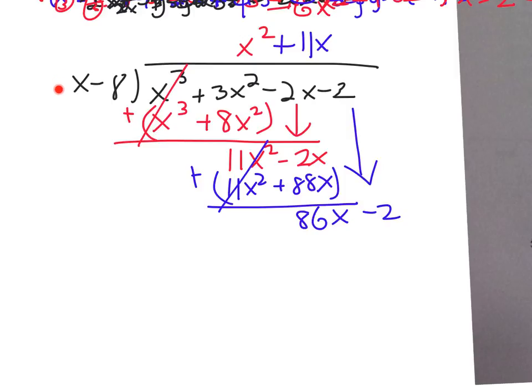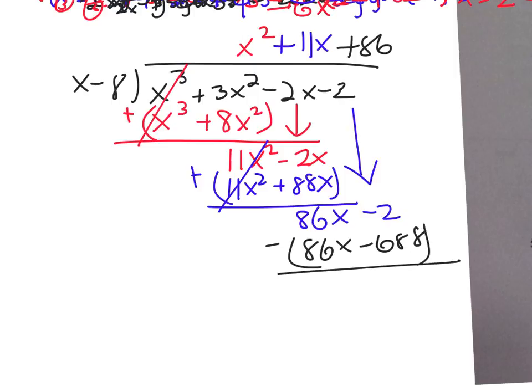All right, so x times what is 86x? That's positive 86. Multiply down, so 86 times 8 is negative 688. And I have 86x here. Subtract. So when I subtract, I have 86x minus 86x is 0. Negative 2 minus negative 688, that's plus plus. That becomes positive 686. So I have a remainder. Right? So my remainder would be 686 over x minus 8. So since there is a remainder, then x minus 8 is not a factor.